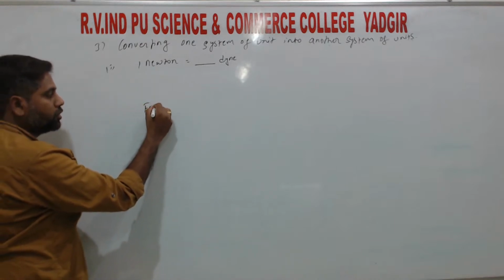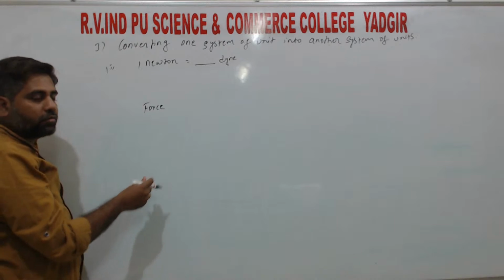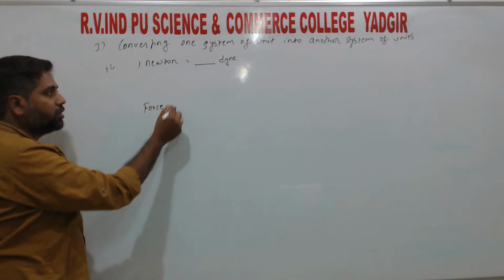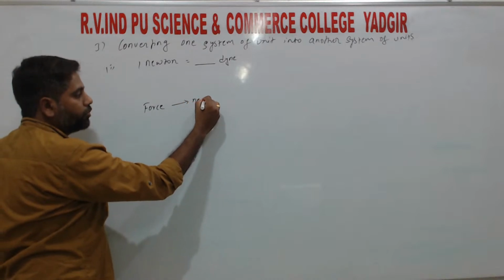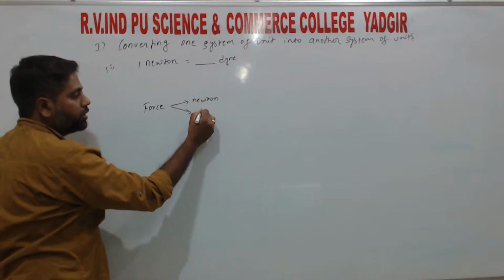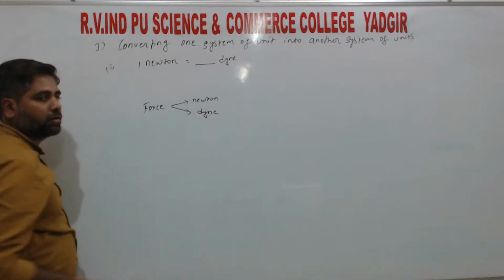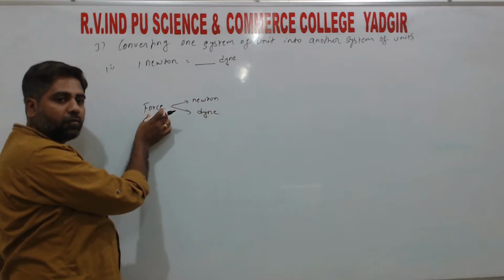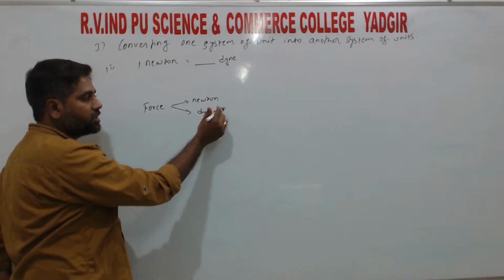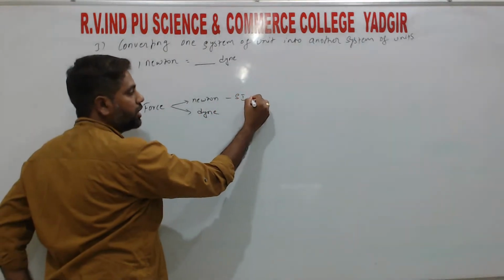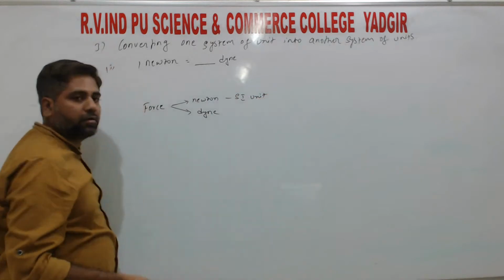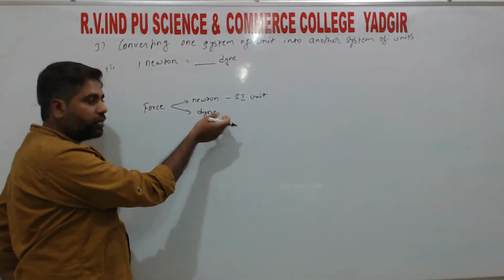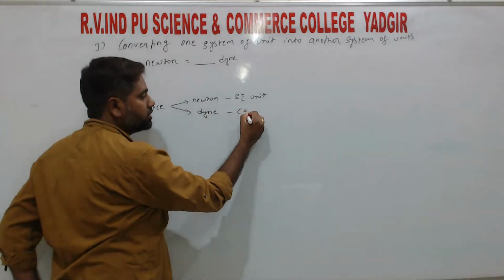So force is a physical quantity. This force we can express or measure in Newton and also in dyne, right? Newton is the SI unit to measure the force and dyne is the CGS unit. In the same way, dyne is also a unit, in which system? That is in the CGS system.